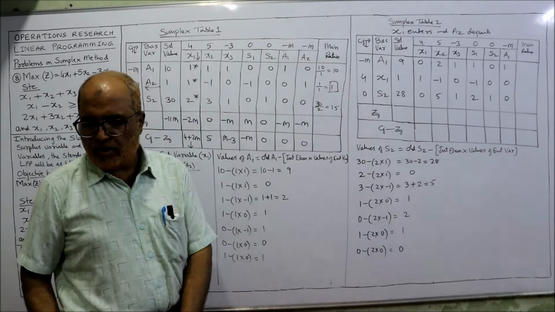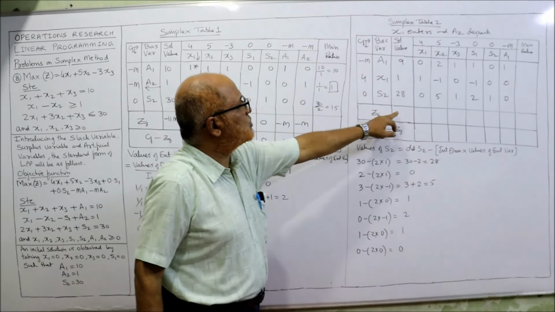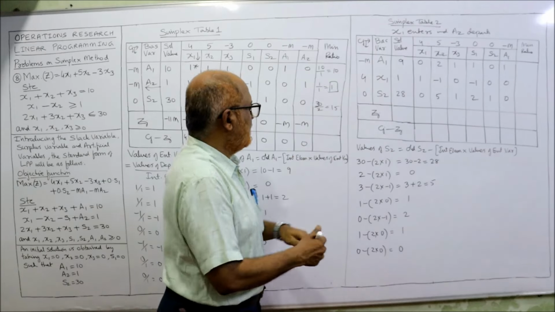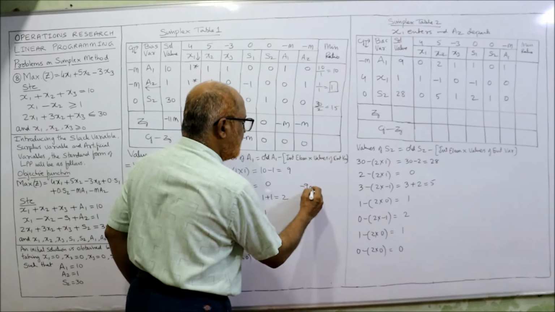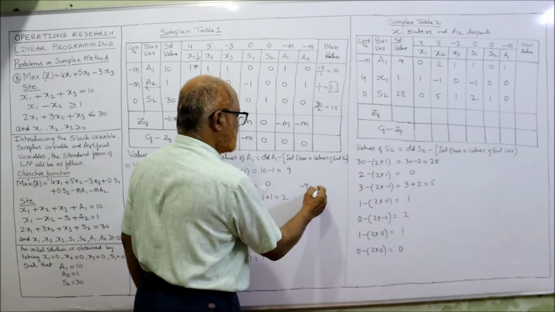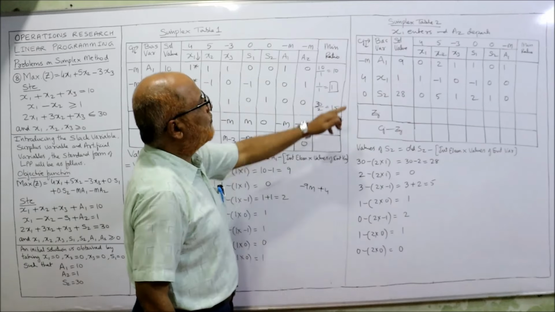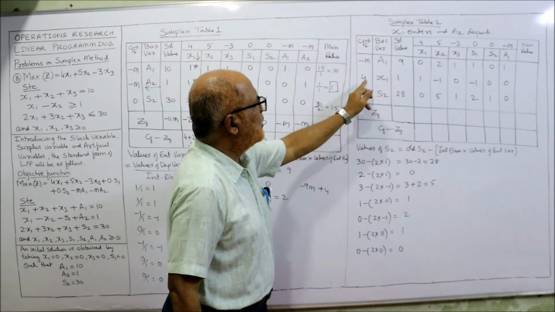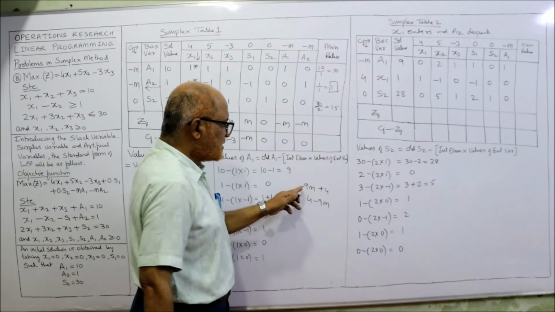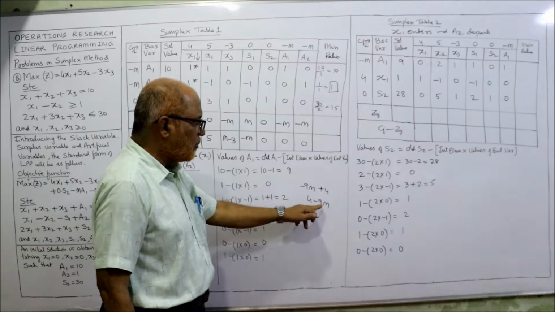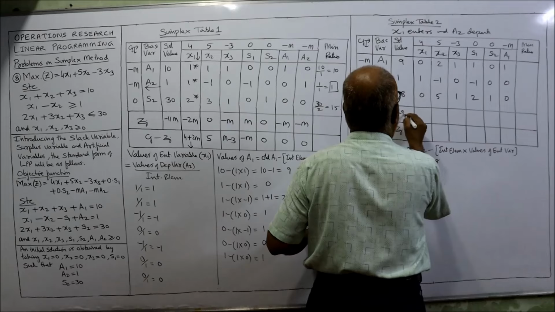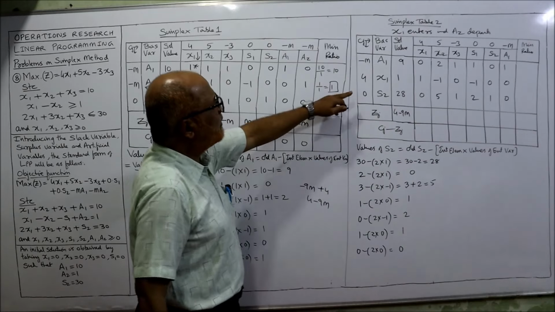Now we need to calculate the Zj value. Now carefully you have to multiply. Minus m into 9 is minus 9m. Then plus 4 ones are 4. 0 into 28 is 0. So 4 minus 9m we can write down like this, minus 9m plus 4 or 4 minus 9m. Anyway you can write. So 4 minus 9m. Now I am coming to the next one.